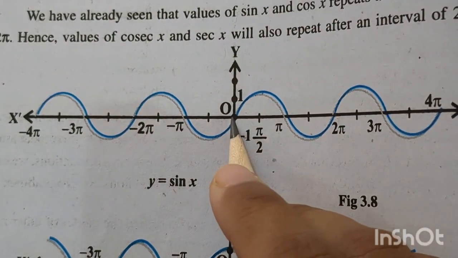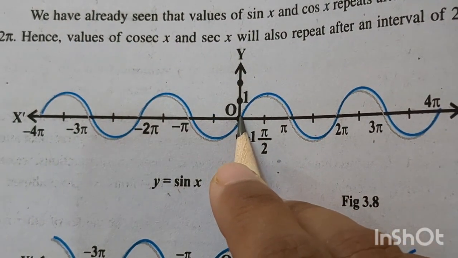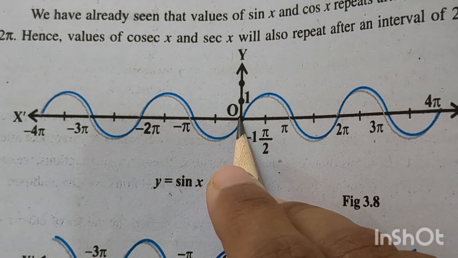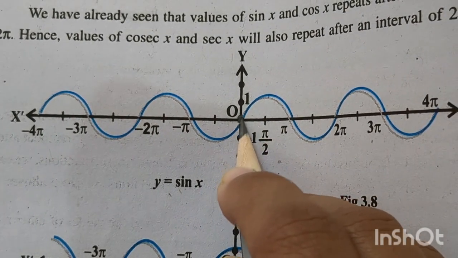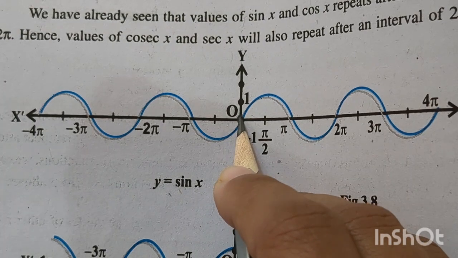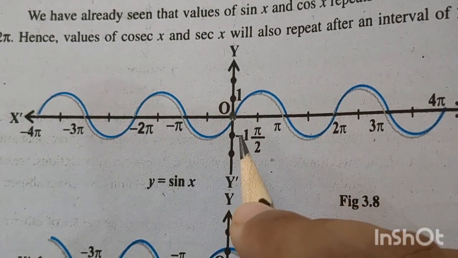And you see, note this point. Here when x is equal to 0, sin x becomes sin 0, which is 0. That is why at this particular point we have the sin value as 0. This will be different for the cosine function.